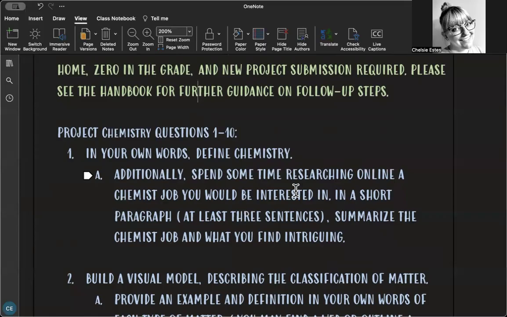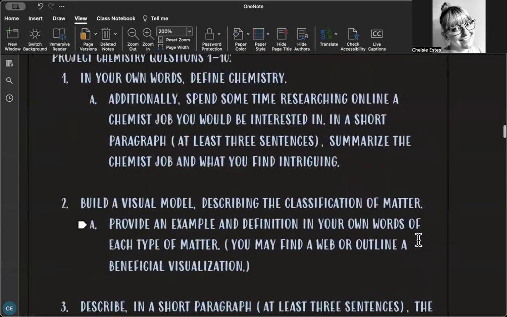You are doing research for this one, so keep in mind that you should have references and in-text citations for this. You're going to be summarizing the chemist's job and what you find intriguing about it. So why you think it would be an interesting job.